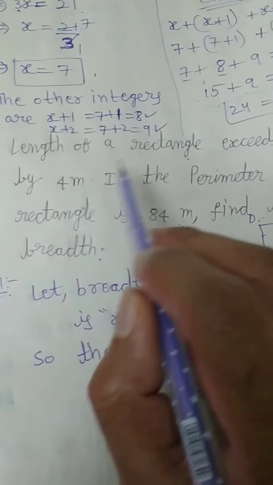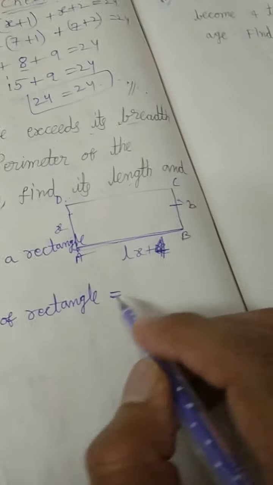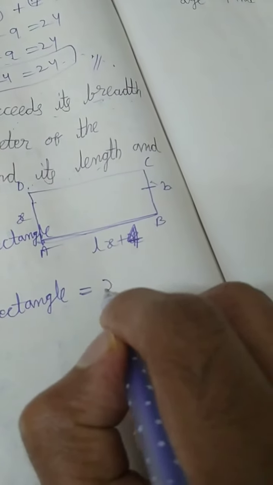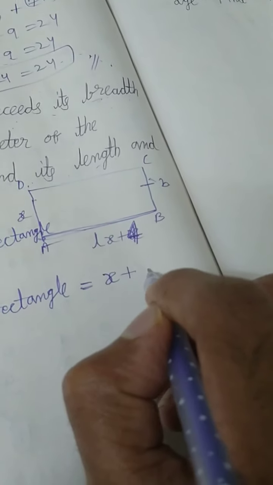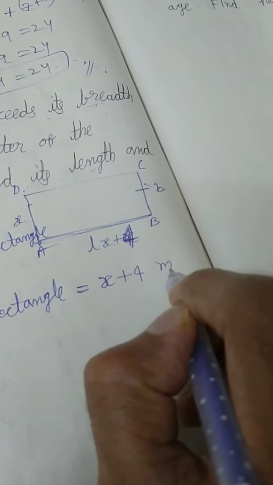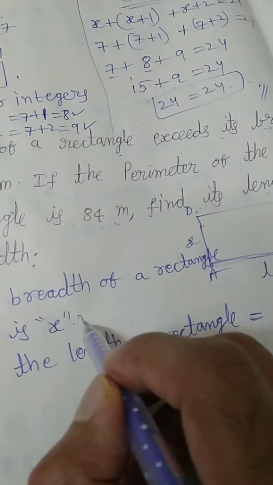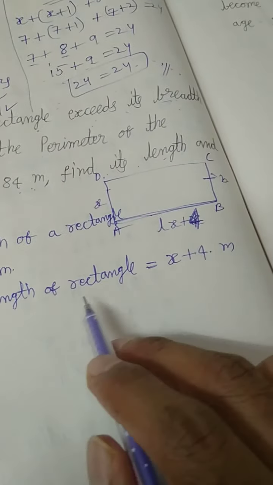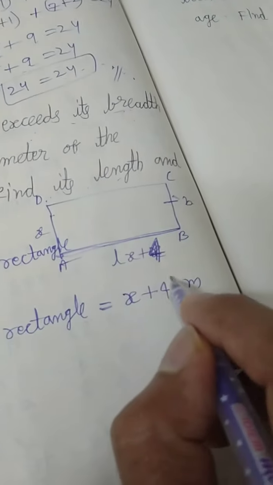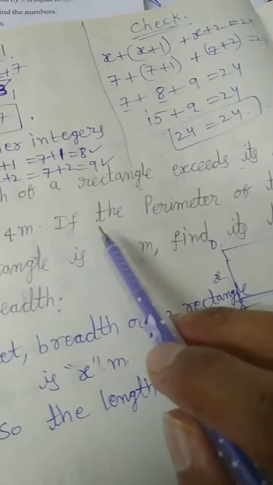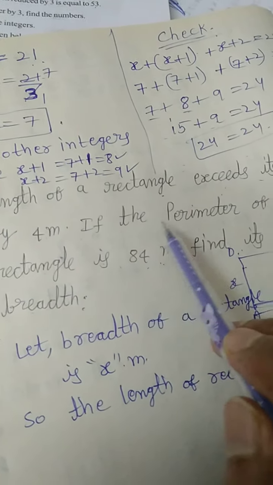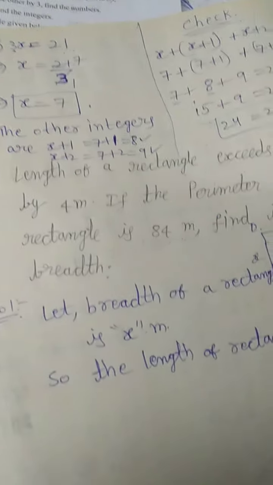Exceeding means increasing, so increasing means a plus. For x, it is exceeding by 4 meters, so x plus 4 meters it is. So let the breadth be x meters and the length be x plus 4 meters. I think you have understood. Now what is the condition he gave? The perimeter of the rectangle is 84.